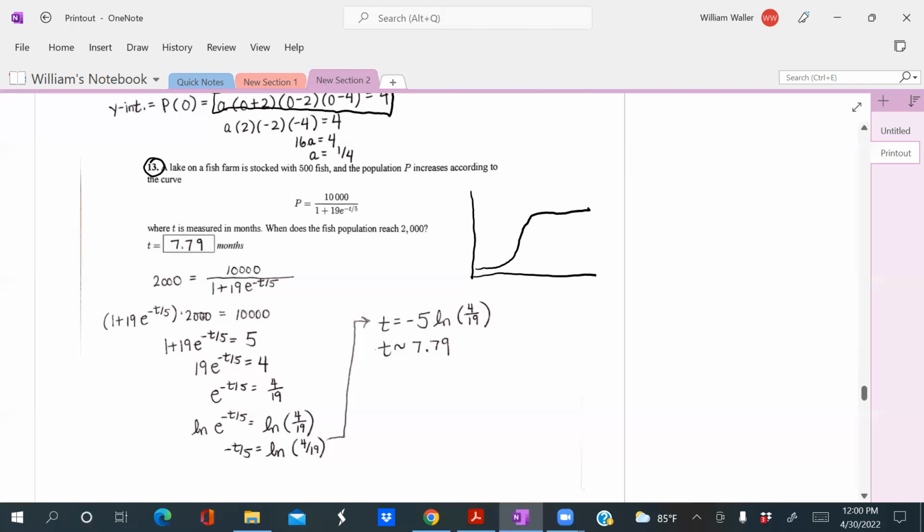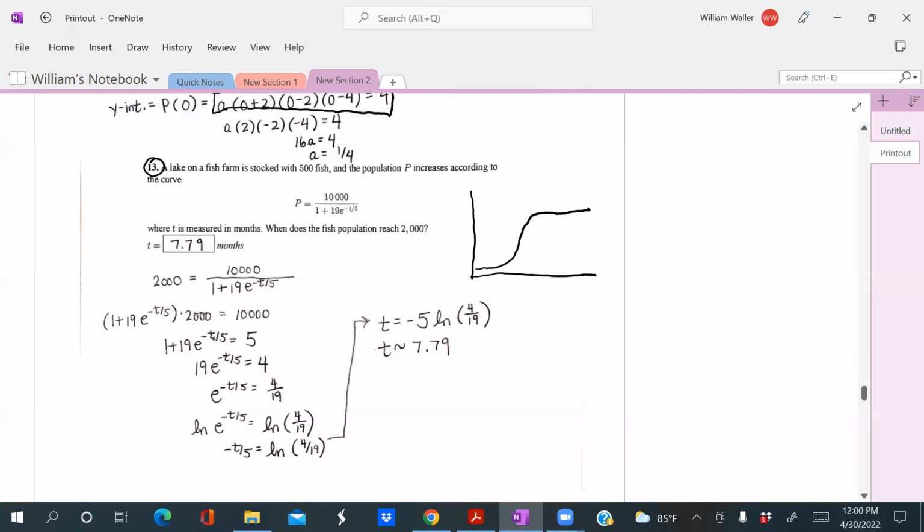The 2,000 divides out on the left, and you just get what's in the parentheses, which is 1 plus 19e to the minus t over 5. And on the right-hand side, 10,000 over 2,000 is 5. So I dispatched the 2,000 really quickly out of the equation. That's nice because it makes the numbers a lot easier to work with. Now, this is an exponential equation, right? I've got this natural exponential function in the equation while trying to solve for t.